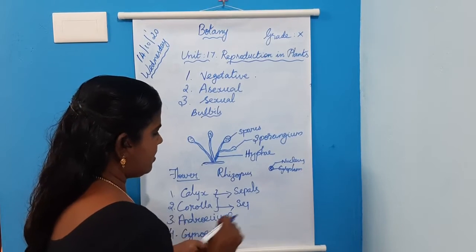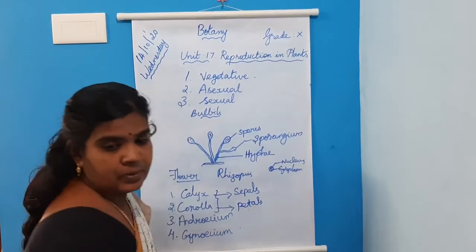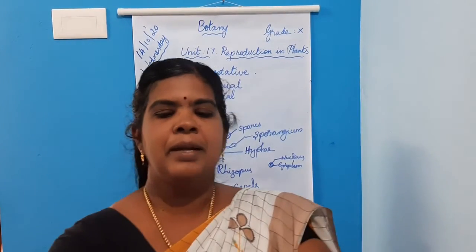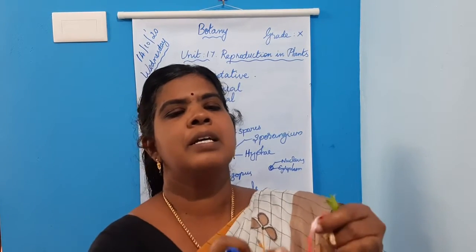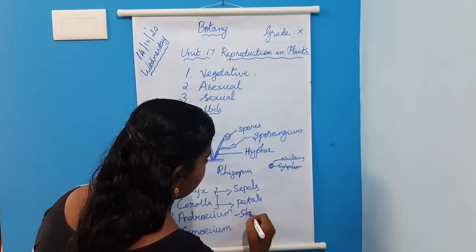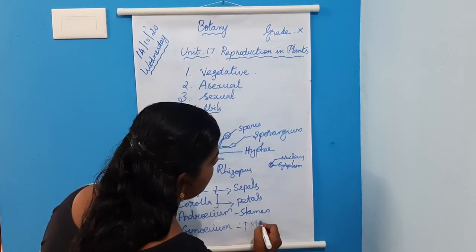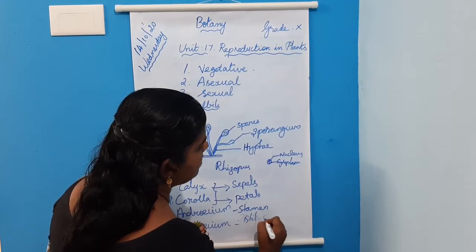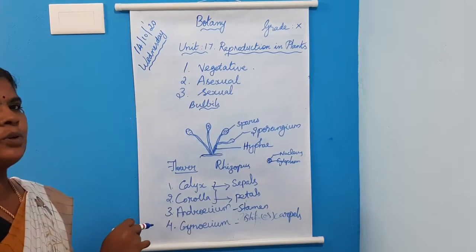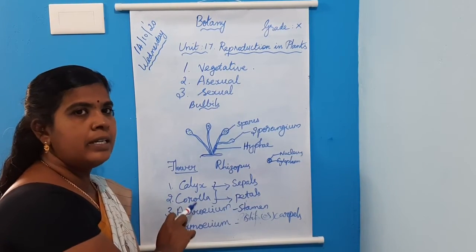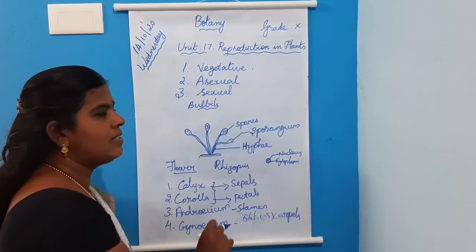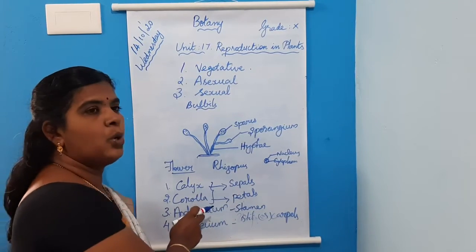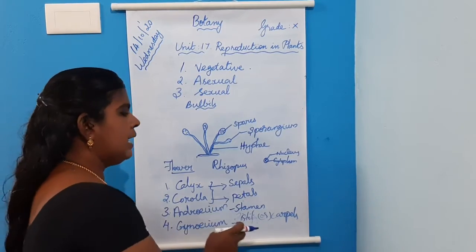Corolla is made up of brightly colored petals. Androecium is made up of stamens. Gynoecium is made up of pistil or carpels. The first two, calyx and corolla, are non-essential parts because they do not take part directly in reproduction. But androecium and gynoecium are essential parts of a flower. They do take part directly in reproduction. Calyx is made up of sepals, corolla of petals, androecium of stamens, and gynoecium of carpels.